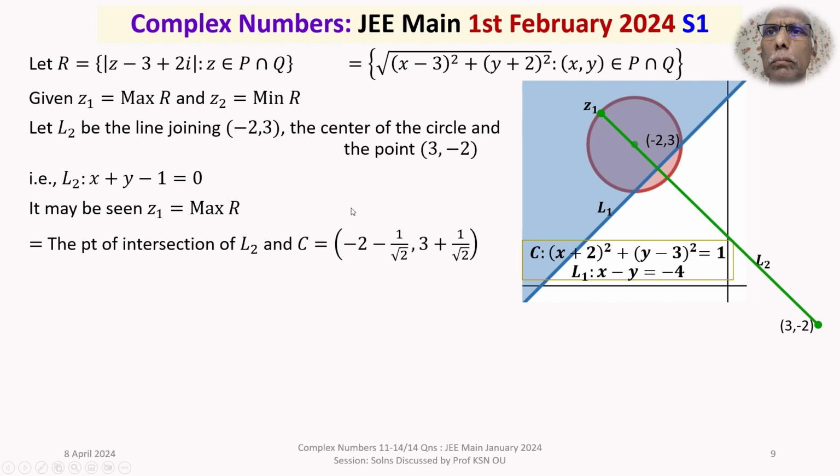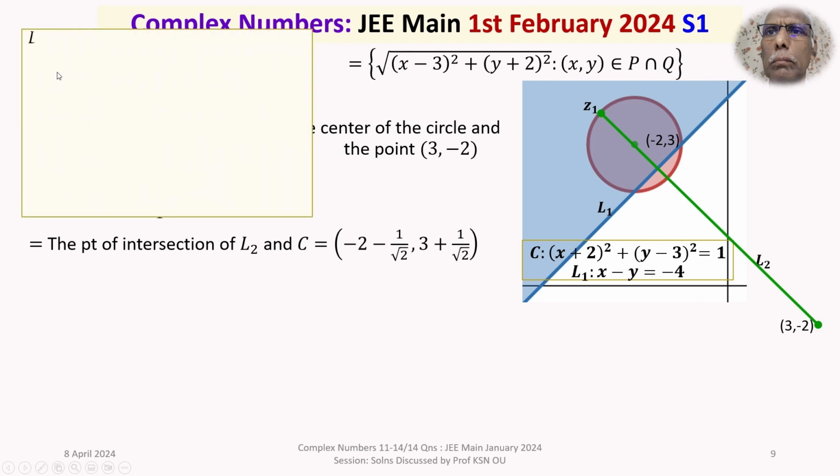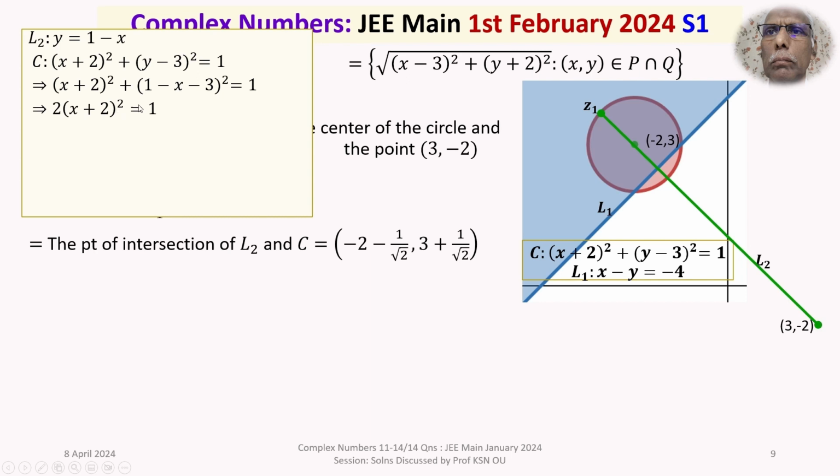For your convenience, I have shown you in this snippet. So L2 is y is equal to 1 minus x, and the circle C is x plus 2 whole squared plus y minus 3 whole squared is equal to 1. For y, you substitute 1 minus x and simplify. You will get 2 times x plus 2 whole squared is equal to 1. That will be x plus 2 is equal to plus or minus 1 by root 2, and x will be minus 2 plus or minus 1 by root 2.